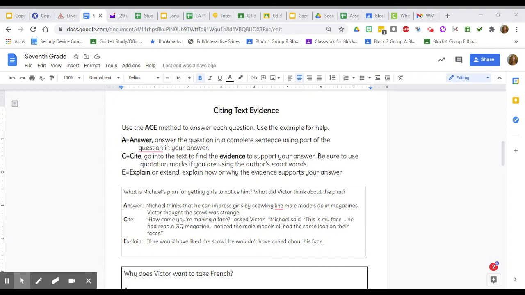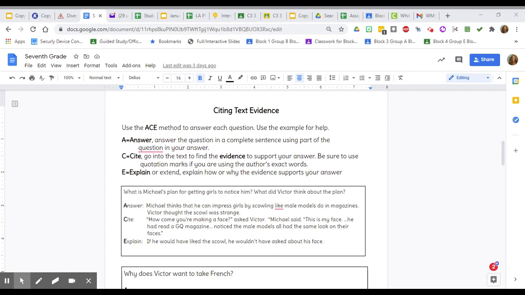If you are using text right out of the story, keep the quotation marks in there. If you are partly paraphrasing, you do not have to use the whole text in quotation marks. And then finally, you will explain how your evidence supports your answer.